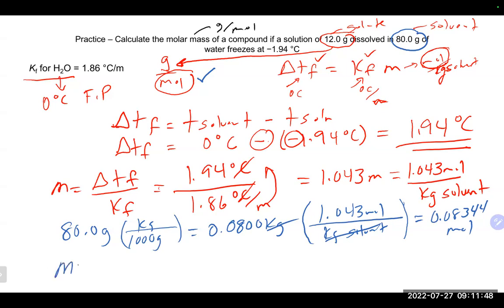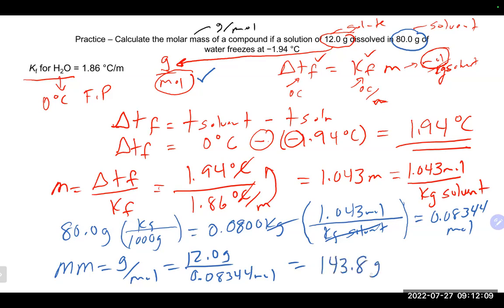So the molar mass here should be grams divided by moles, which would be 12 grams of the solute divided by 0.08344 moles. And we'll see how we did here. 12 divided by the answer gives us about 143.8 grams per mole.